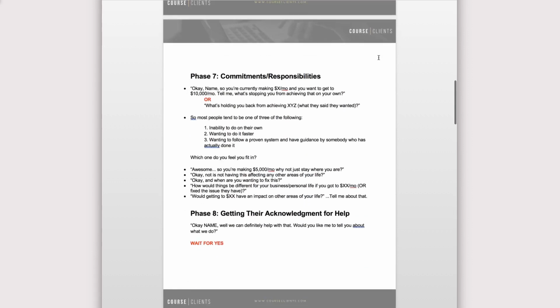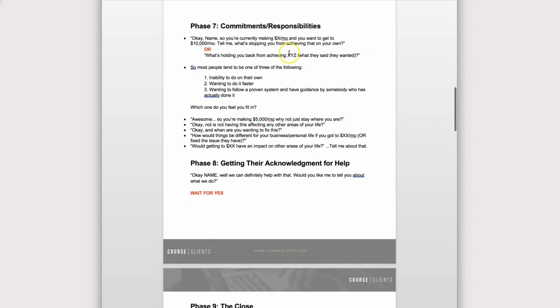Phase 7, commitments and responsibilities. Okay, Joe, so you're currently making 5K a month. You want to get to 10K a month. So tell me what's stopping you from achieving that on your own. You want them, not you, to say it. You could analyze it quickly and probably say it, but you don't really know. You want them to point out exactly what it is. Or what's holding you back from achieving blank, blank, blank.